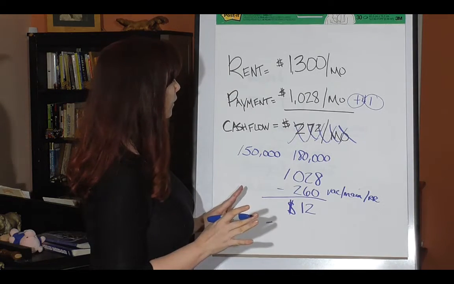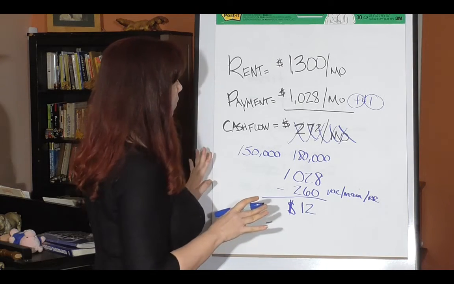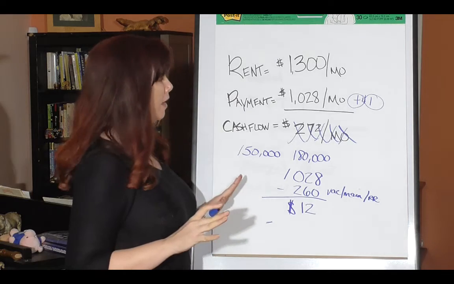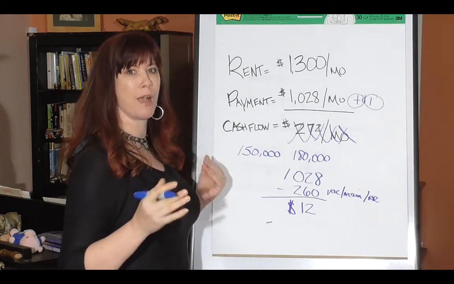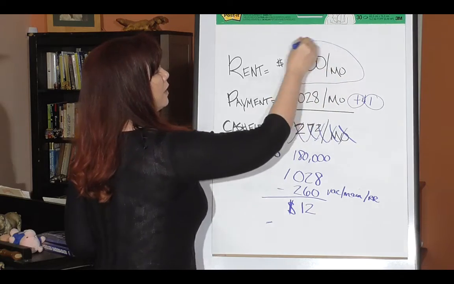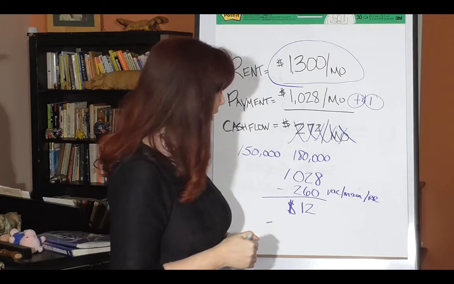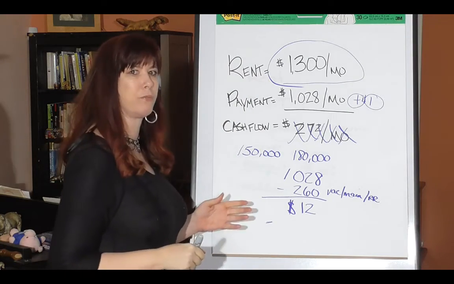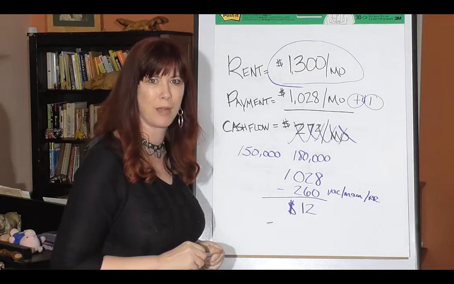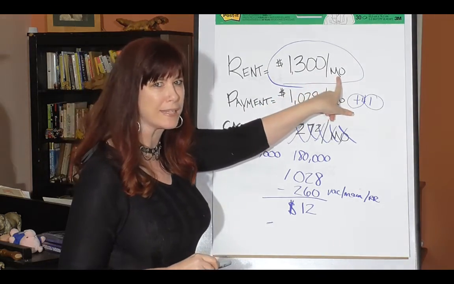Now, I know a lot of wholesalers watch this channel, so let me say, do not go to a buyer and say, I've got this property for sale, and it will cash flow $1,300 a month. Oh my gosh, I hear that all the time. Wholesalers say, it's a great deal because it's only $50,000 and it'll cash flow $1,300 a month. That's not the cash flow, that's the gross rent.